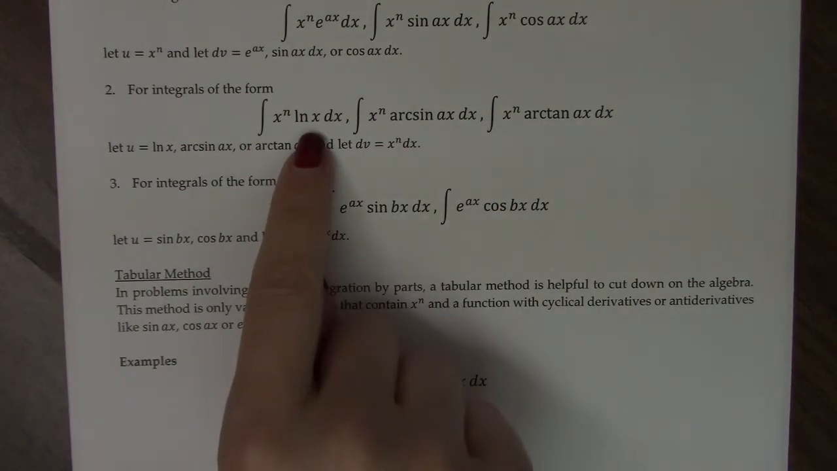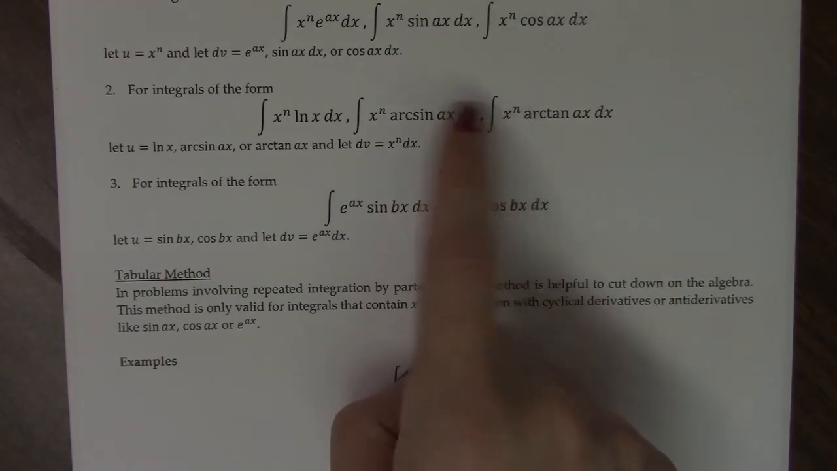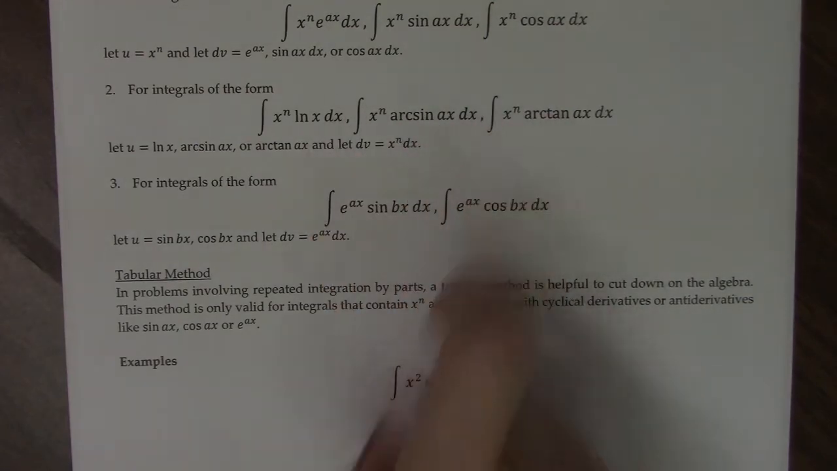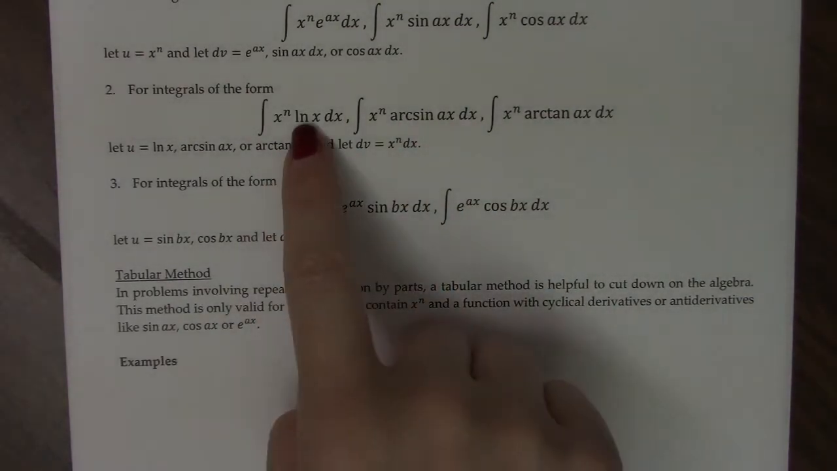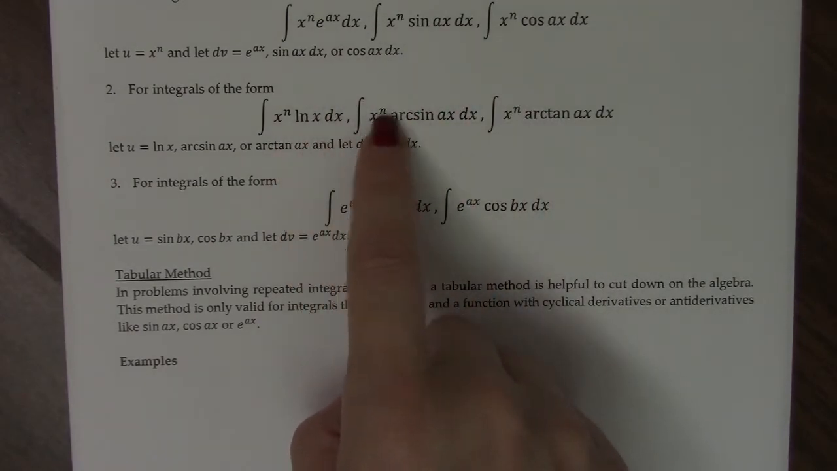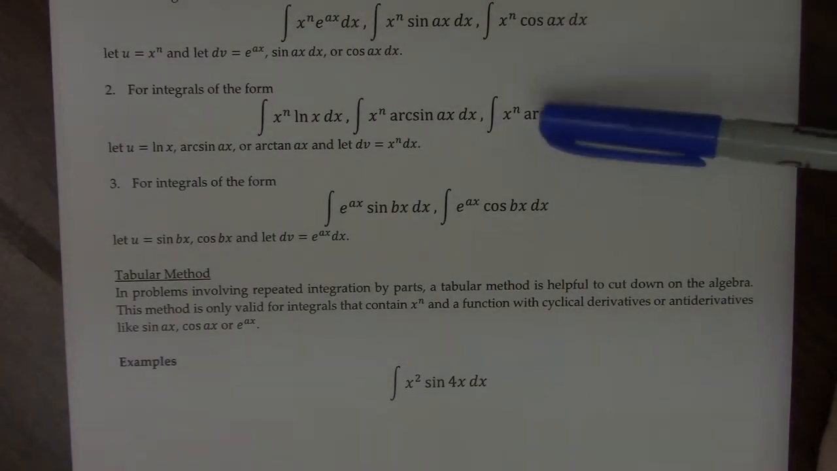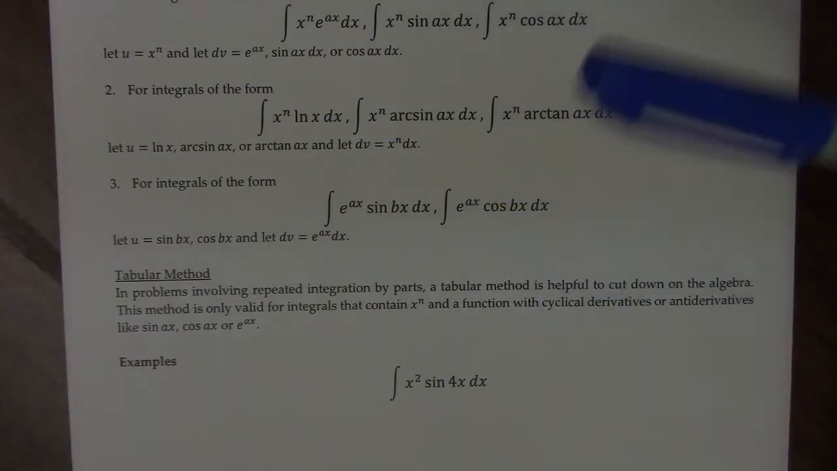If you have integrals of the form x to the n, right, all these have an x to the n, but you're looking at ln of x, arcsine, or arctan, well, you can't anti-differentiate these expressions. So these have to become the thing you differentiate, and then you'll anti-differentiate x to the n. But if you know what the derivatives of these guys look like, they are powers of x.